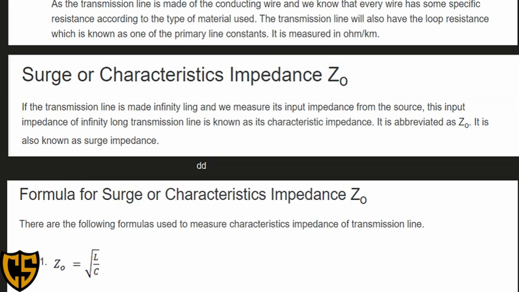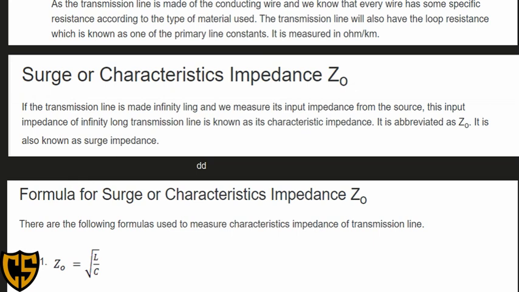So it is abbreviated as ZO. It is also known as the surge impedance. Okay, so we have ZO or your characteristic impedance. This is one of the transmission line characteristics that we need to consider. So the surge impedance is a secondary electrical constant, together with your propagation constant.